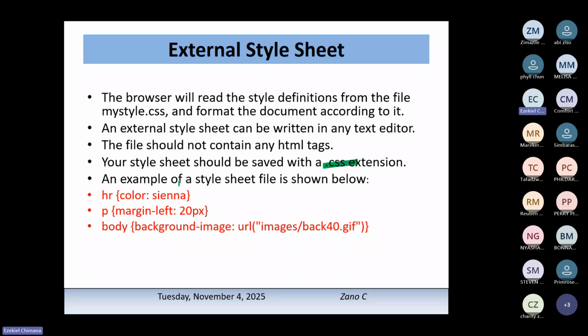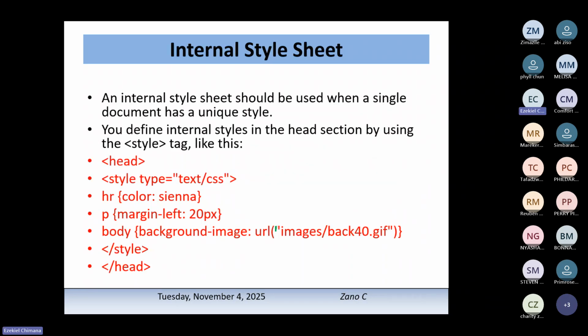This one was just an example where you could have the HR for a horizontal rule being designed here, the paragraph here, and then the body here, and then you just include it. This one is just the internal style sheet. And there are reasons why we need internal style sheets. I think we've been talking about this as well.